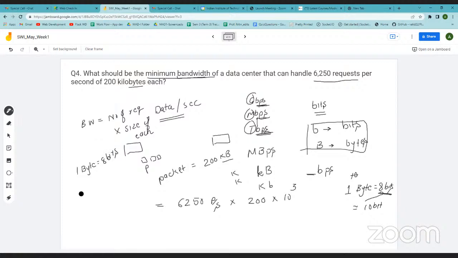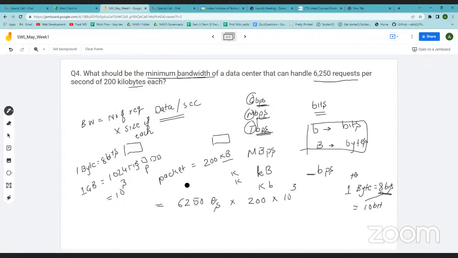Secondly, generally we have this confusion: how many megabytes does 1 GB make? It is 1024 megabytes. But we will take it as 1000, 10 raised to power 3.